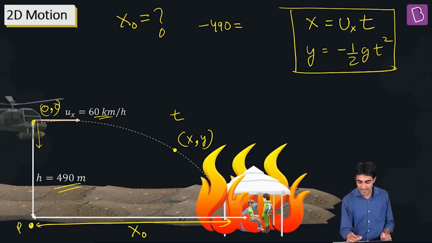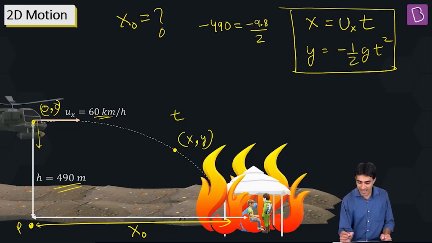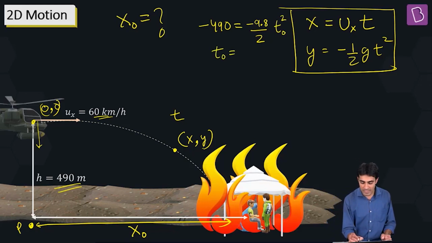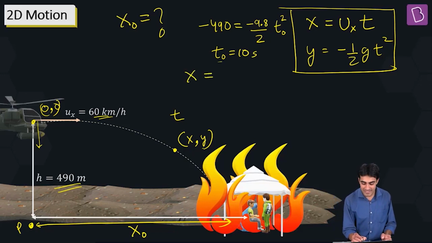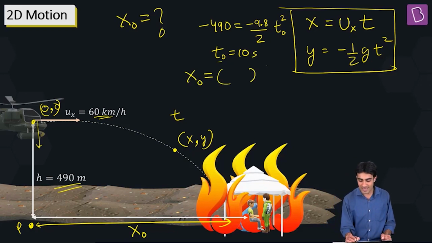And this is minus half g t square. Now g can be written as 9.8, and 9.8 divided by 2 will be 4.9. That would be useful. And we have t square over here. Let me just write t naught square. Now from this we get the value of t naught. It is 10 seconds. Okay. Now at the time t is equal to 10 seconds, can you tell me what is x naught? You will say yes. It is ux times t naught, and t naught is 10 seconds.